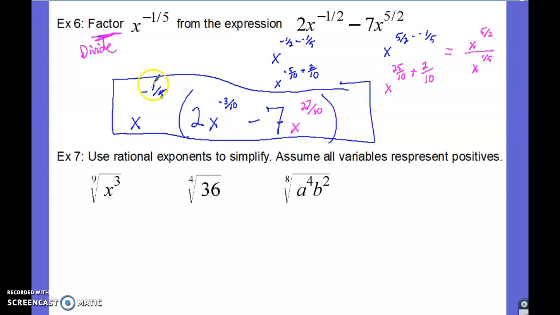And if you were to do negative 1/5 plus 27/10, it would reduce to 5/2. So we're good there.